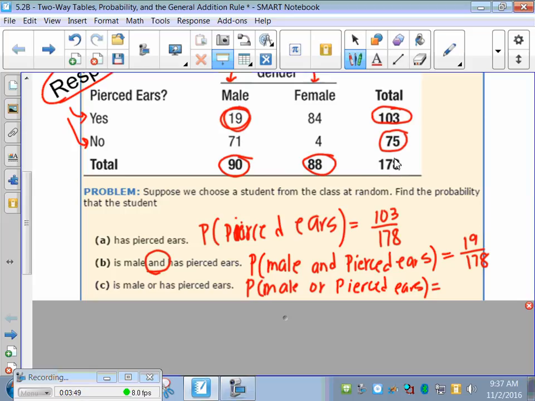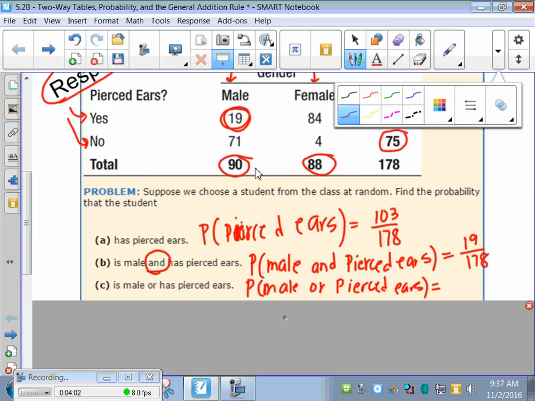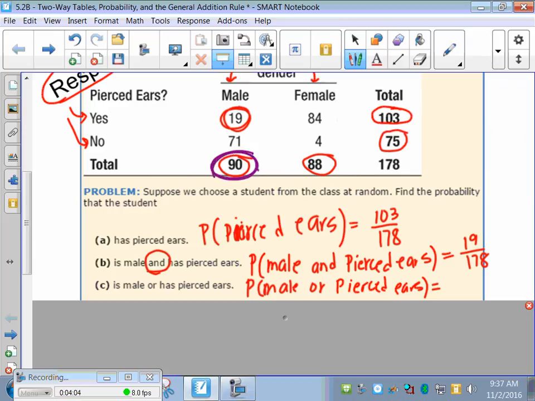That is a good start. Kyle? Yes, that is exactly right. So this is the big concept of the day. We want everybody who's male, that's the 90 out of 178, and everybody who's got pierced ears, the 103 over 178. But we're double counting those 19 people twice. You can't do that. We've got to subtract them out.